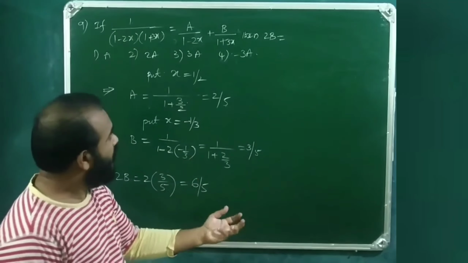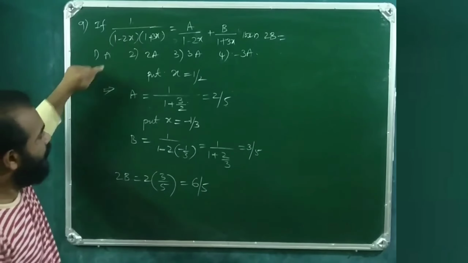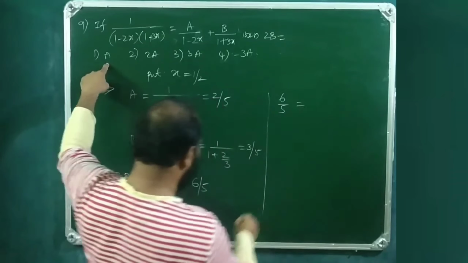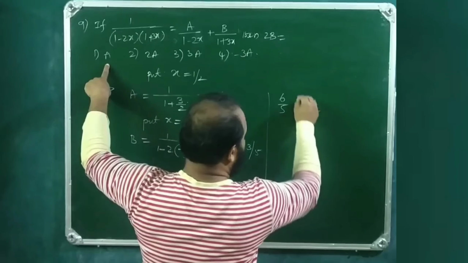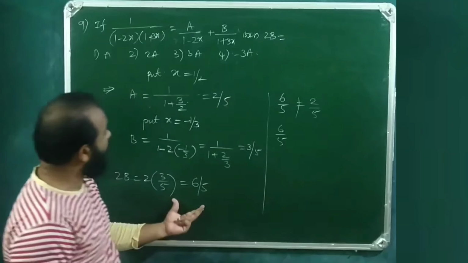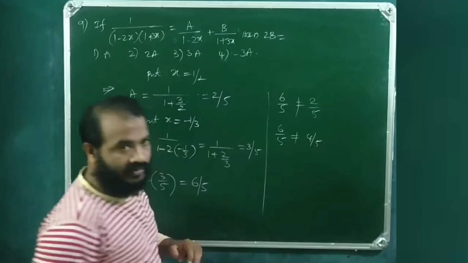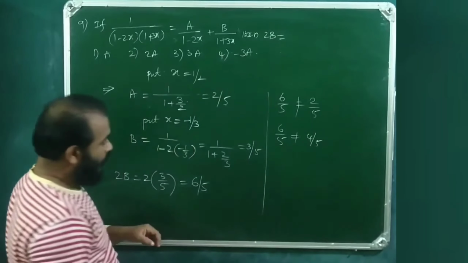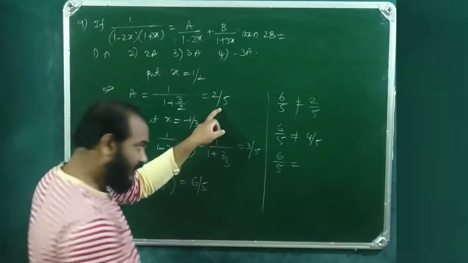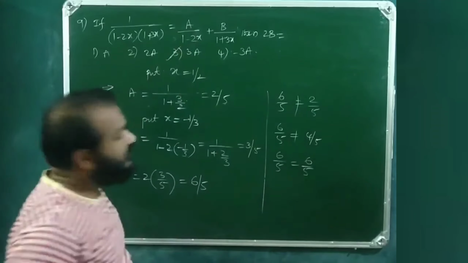Option verification. 2b is 6 by 5, right? So 6 by 5 is equal to a. A is how much? 2 by 5. So that is not equal. So 6 by 5 is equal to 2b, that is 2 into 2 by 5, which is not equal to 4 by 5. So 2b, 2 into 3 by 5, 6 by 5 is equal to 3 into 2 by 5. Yes, 3 twos are 6 by 5. So this is equal. Therefore, this option is correct.